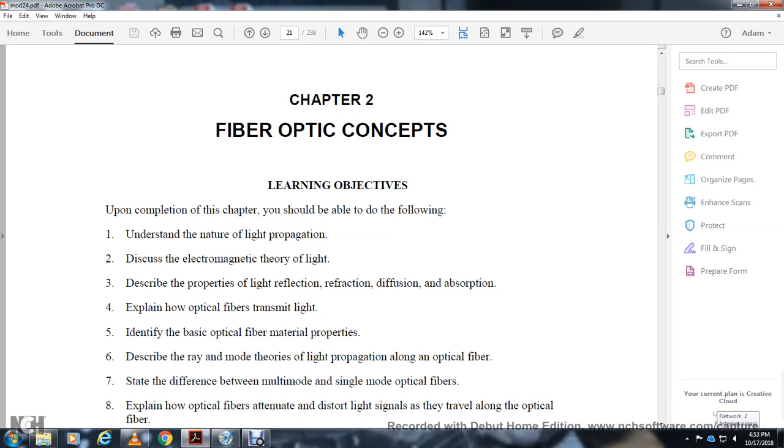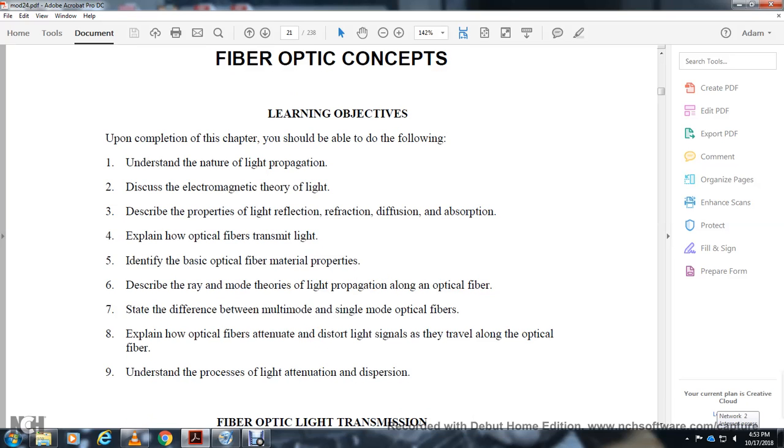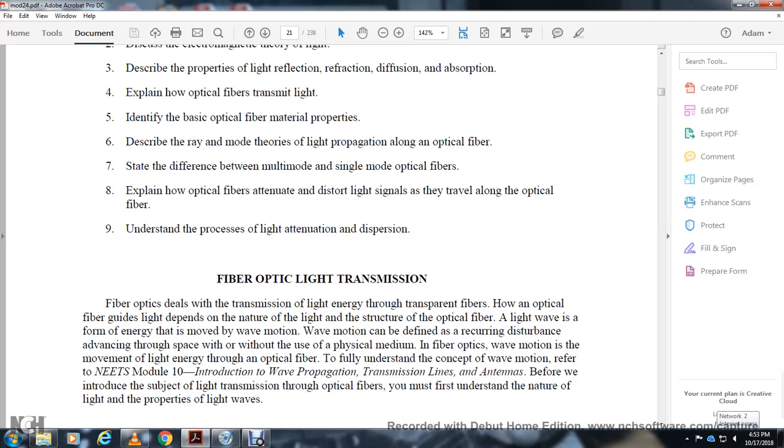mode, and theories of light propagation along optical fibers, the difference between multi-mode optical fibers, explain how optical fibers actuate with short light signals as they travel along the optical fiber, understand the process of light actuation dispersion.